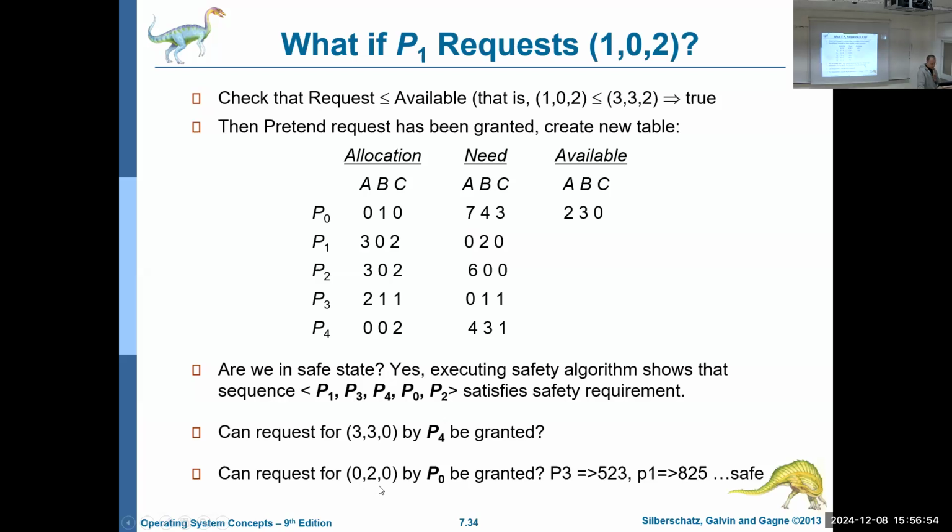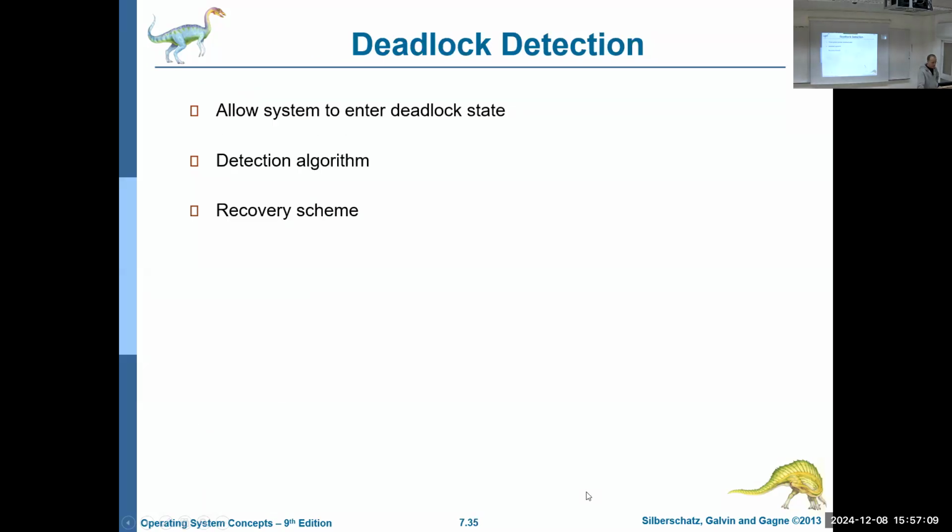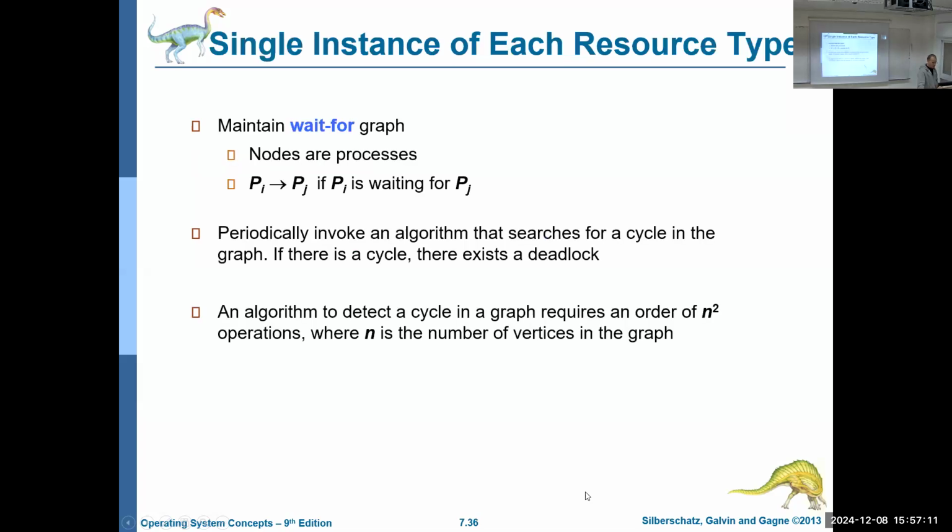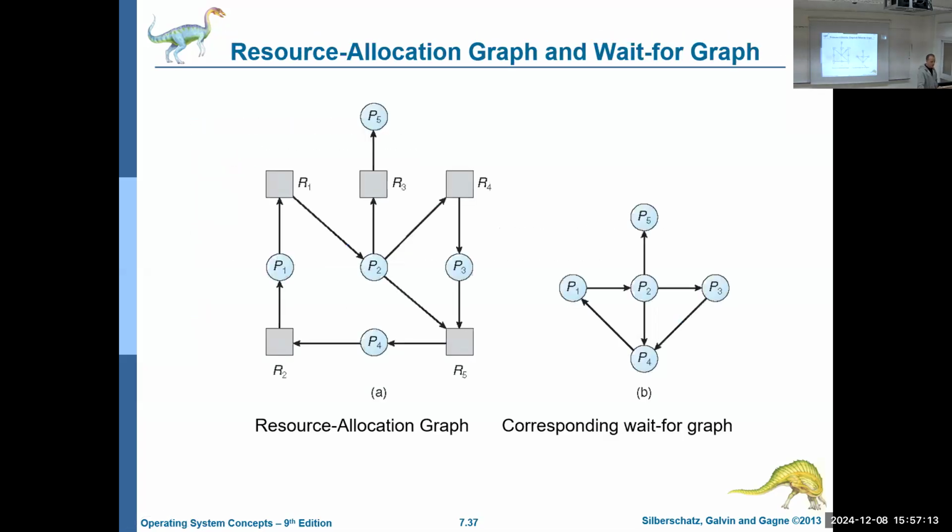Can a request for 020 by P0 be granted? So he's asking for 2 of the Bs. Yes, it's safe, okay. All right, let's stop here, we'll go to Mincha, and we'll continue after.